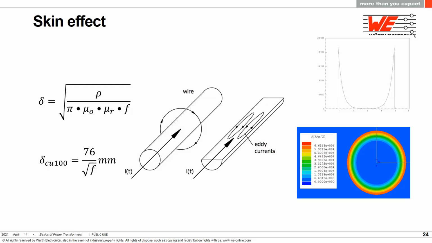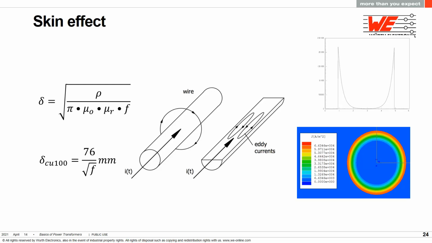Skin depth, as defined by this formula, where ρ is the resistivity of the material and mu is the permeability of the material, is the depth at which the current density has fallen to 36.8% of the surface density. Because resistivity increases with temperature, we want to use the 100 C value in calculations. Skin depth for copper at 100 C in millimeters is simply 76 divided by the square root of the frequency.